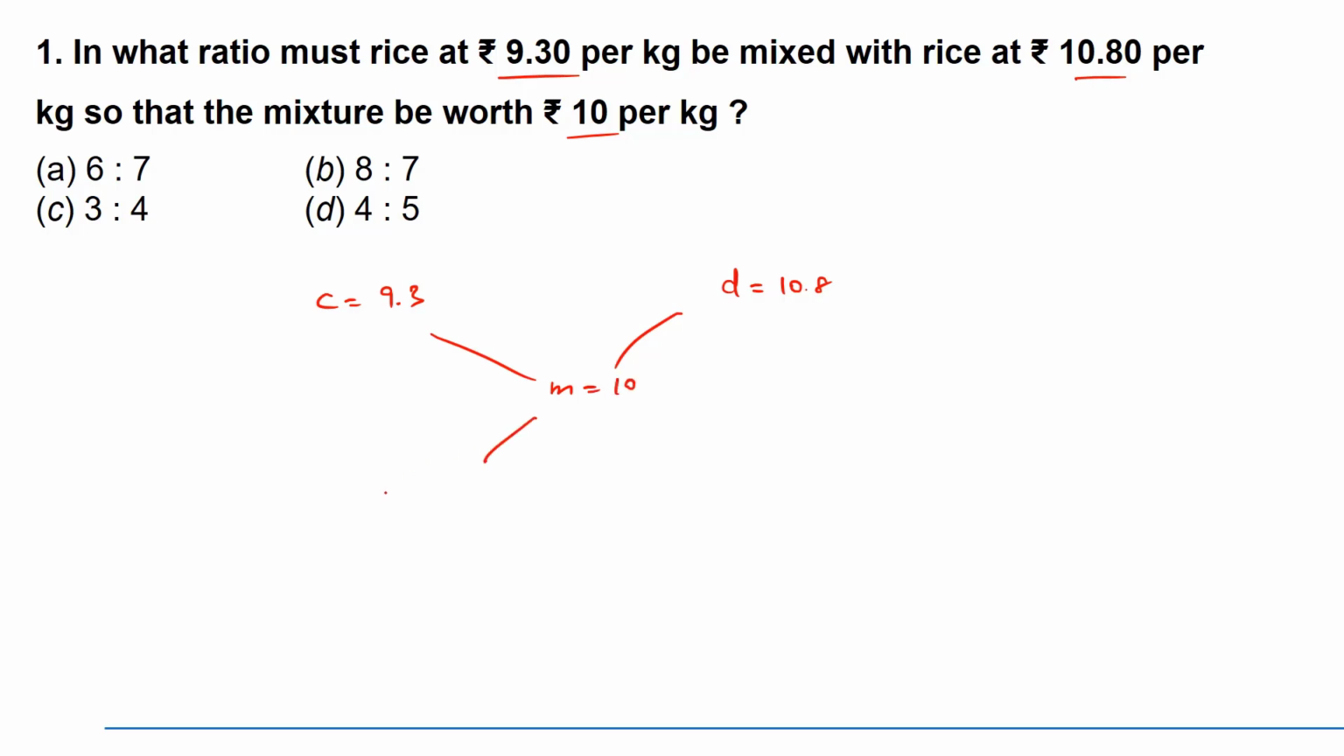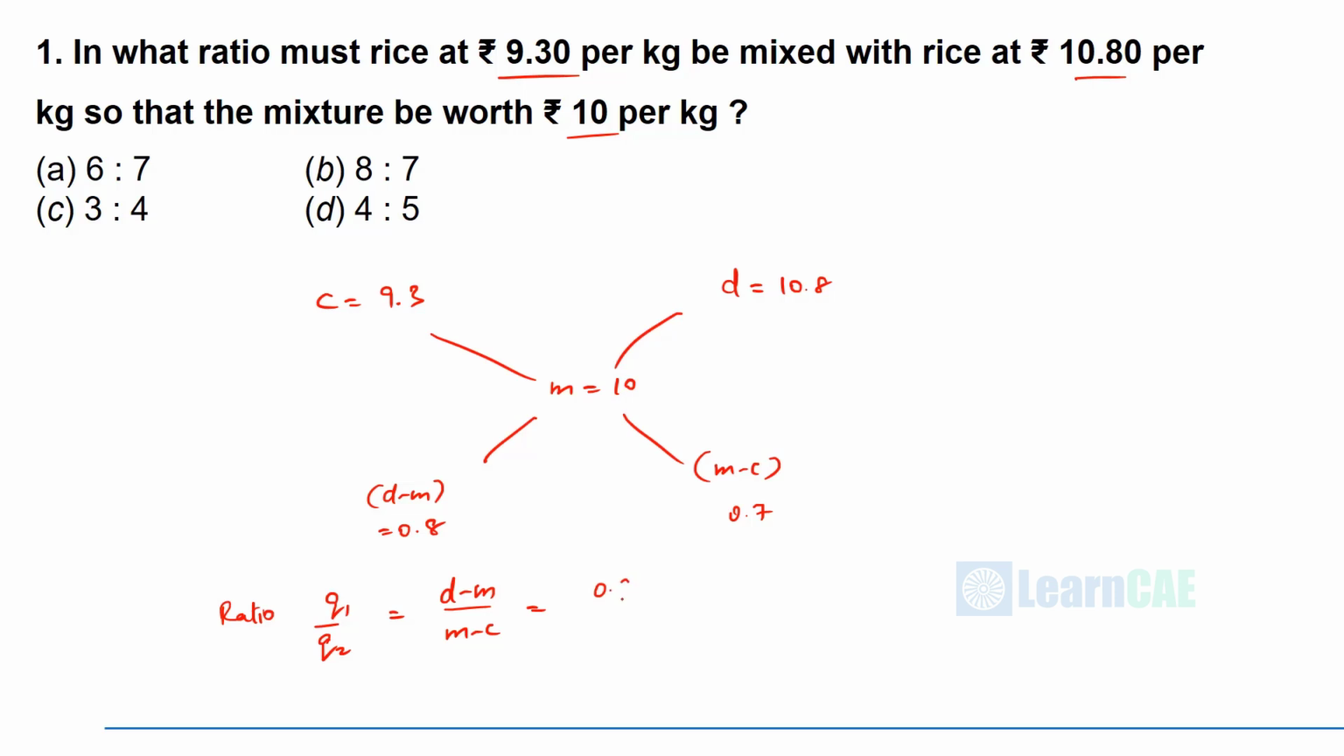Therefore, we have to find out the ratio of D minus M to M minus C. So D minus M is nothing but 0.8 and M minus C is nothing but 0.7. Therefore, the ratio, that is Q1 by Q2, is equal to D minus M divided by M minus C, which is equal to 0.8 by 0.7 or nothing but 8 by 7. The ratio is 8:7. Option B.